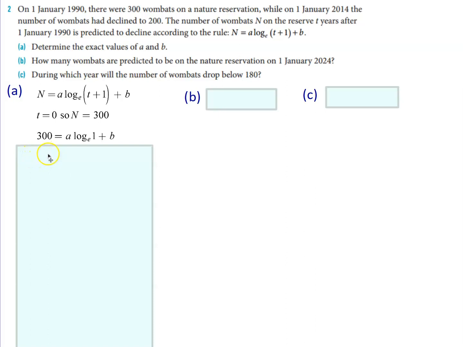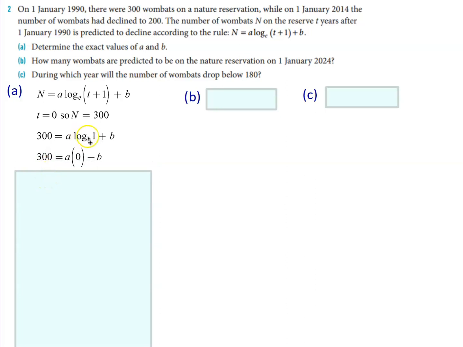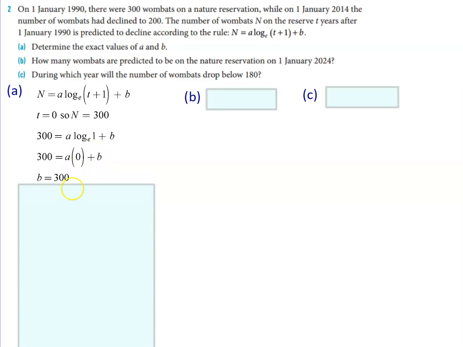So the first thing I'm going to do is some simplifying. Log to the base e of 1 is basically saying e raised to what power equals 1. All of that simplifies to 0. And a times 0 is just 0, and 0 plus b is just b. So in this case, we got pretty lucky. From that whole equation, we could find out that b was equal to 300. So you might want to stop there.